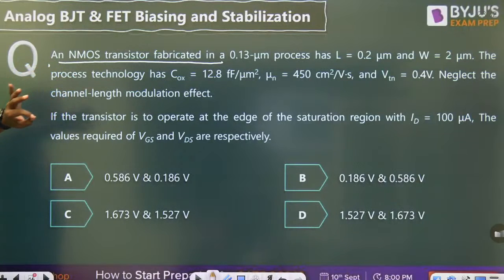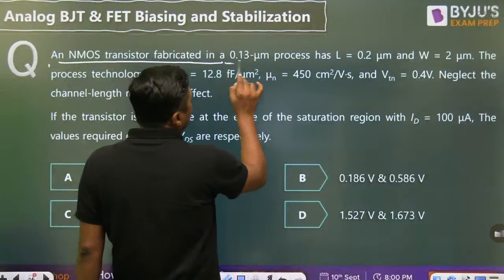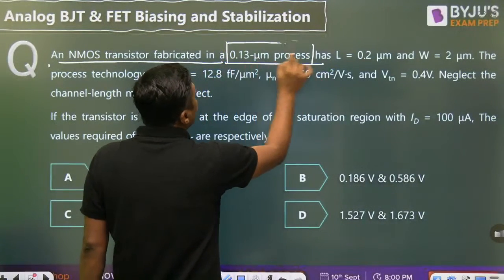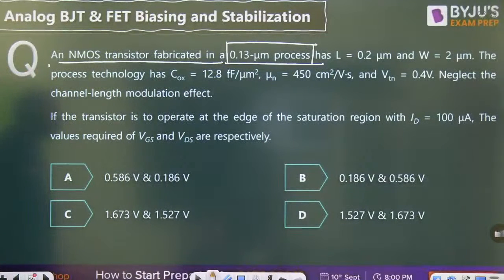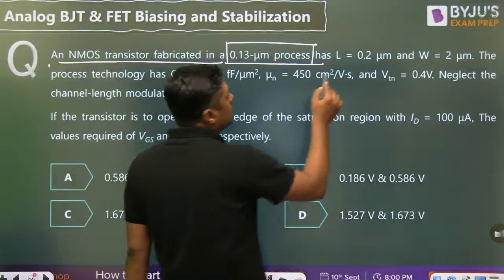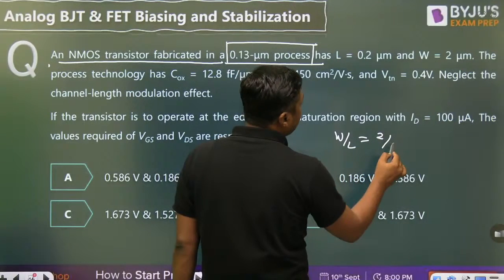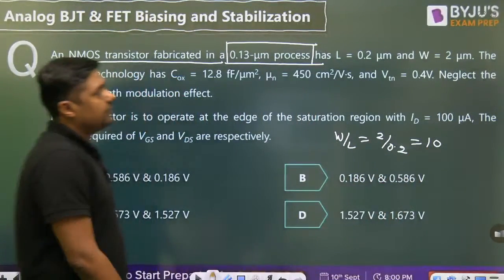NMOS transistor fabricated in 0.3 micrometer process. This is the name of the process, right? Always remember, this is the name of the process. What will be the size? Where L is equal to 0.2 micrometer and W is equal to 2 micrometer. Always remember, aspect ratio will be greater than 1. So again, we are getting the aspect ratio W by L. 2 divided by 0.2, that will become 10. You can directly use W by L as 10.